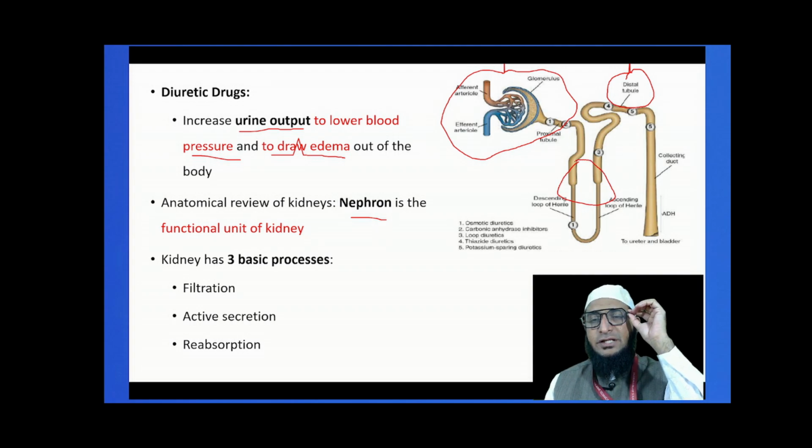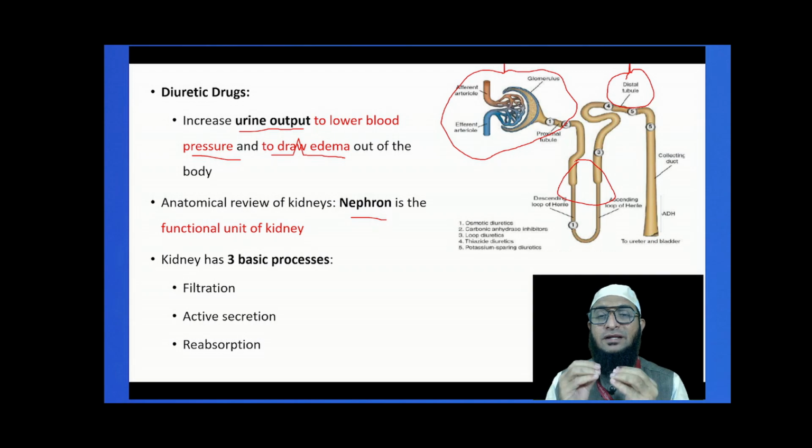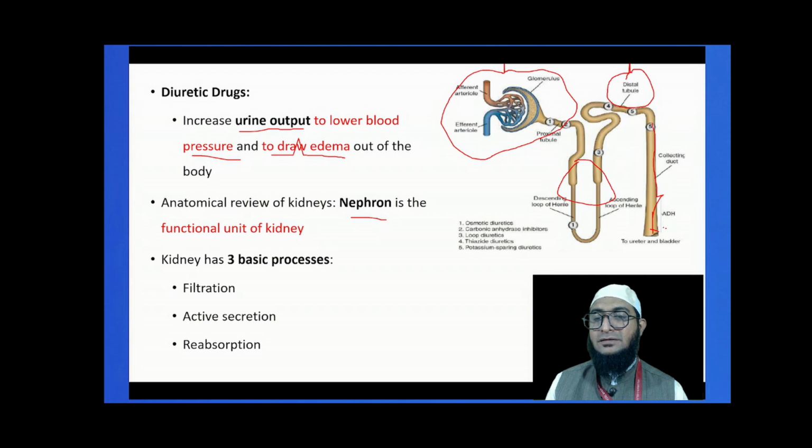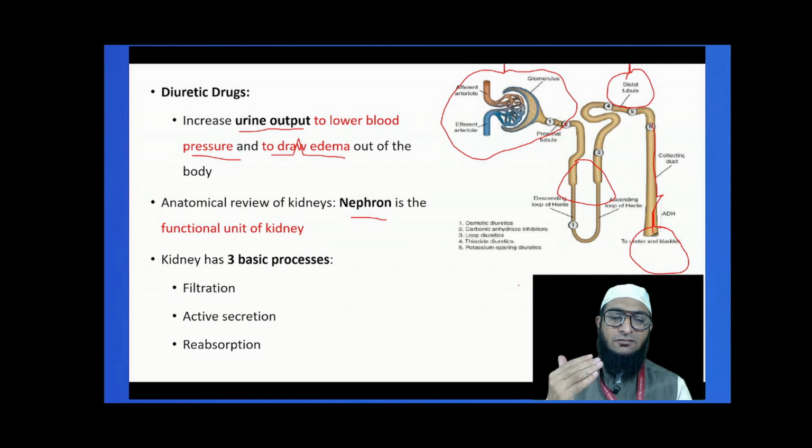Remember that something which is reabsorbed goes back into the blood. And something which is secreted from the proximal convoluted tubule and distal convoluted tubule will be collected into the collecting duct and further excreted through the urinary bladder. So this is the normal process of the kidney, where we have seen the three processes: filtration, active secretion and reabsorption.